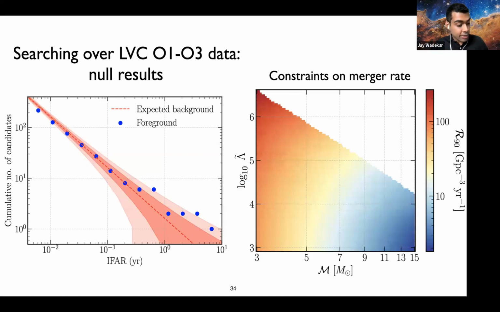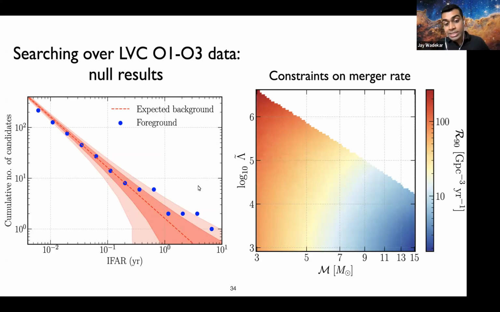I'm running out of time, so let me quickly mention that we did not find any significant new events with this new search. Here I'm showing the expected background. These are the number of candidates versus the false alarm rate, or the inverse of the false alarm rate. You expect this distribution of the false alarm rate just because of the background noise, and the foreground that we found was not significant enough to claim any detection.